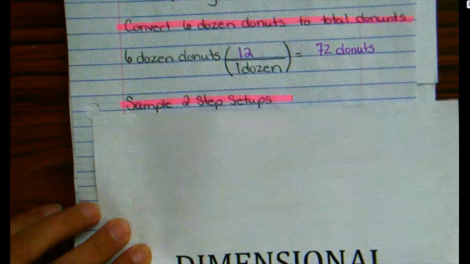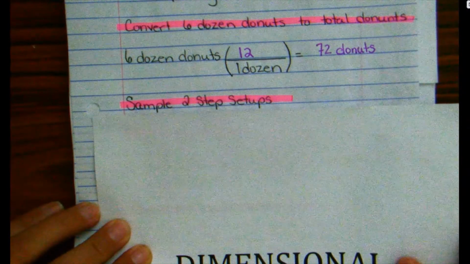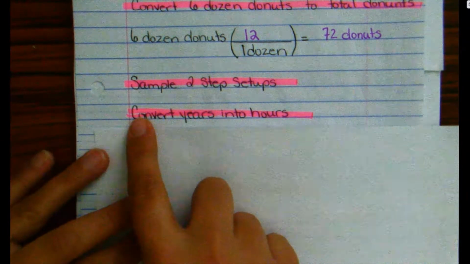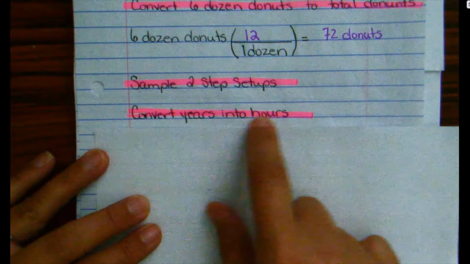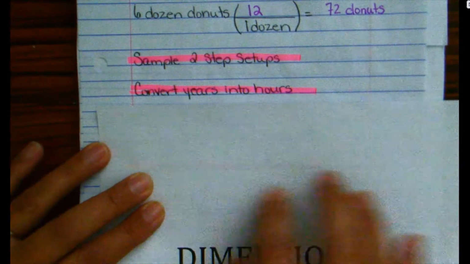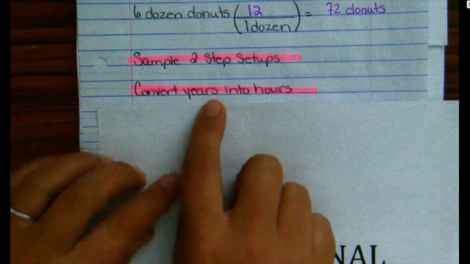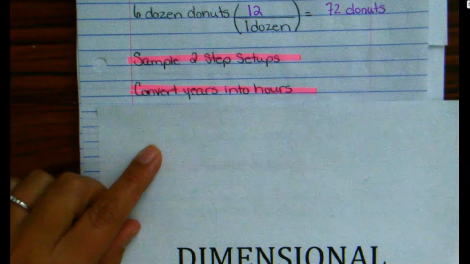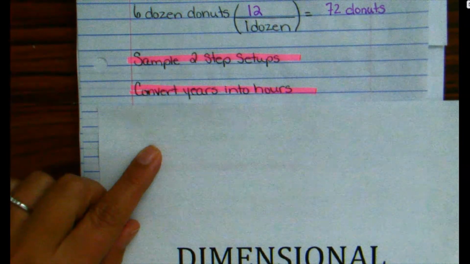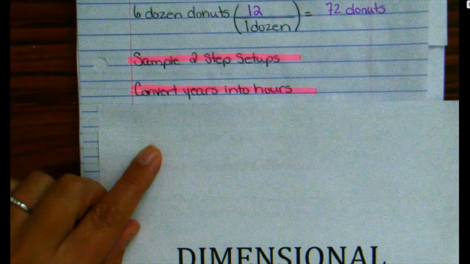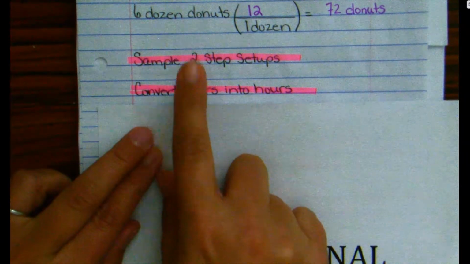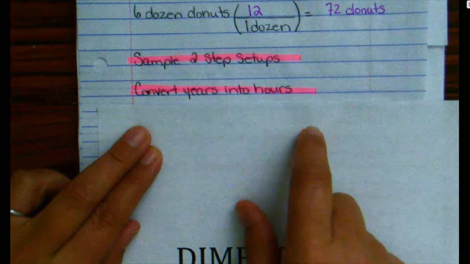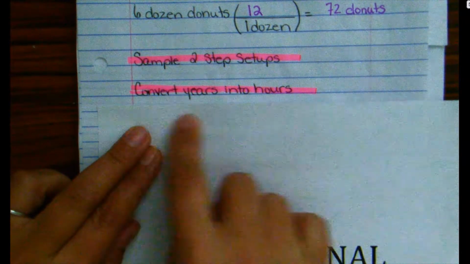Let's try a sample two-step setup. That's a bit of a tongue twister for me. Let's convert years into hours. So let's think it through. There's no direct conversion from years to hours. So let's think of a step setup that might get us there in easy chunks. We can go from years to days, and then days into hours. So think yourself through before you start setting it up.